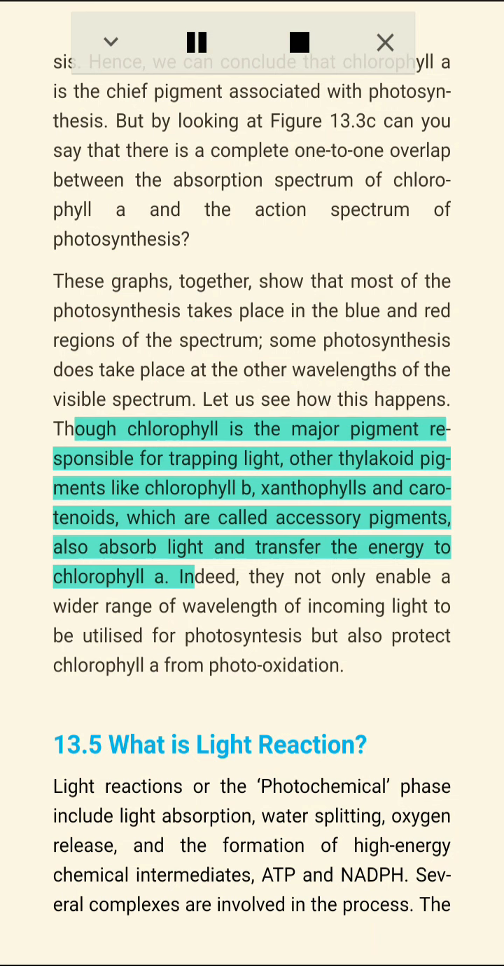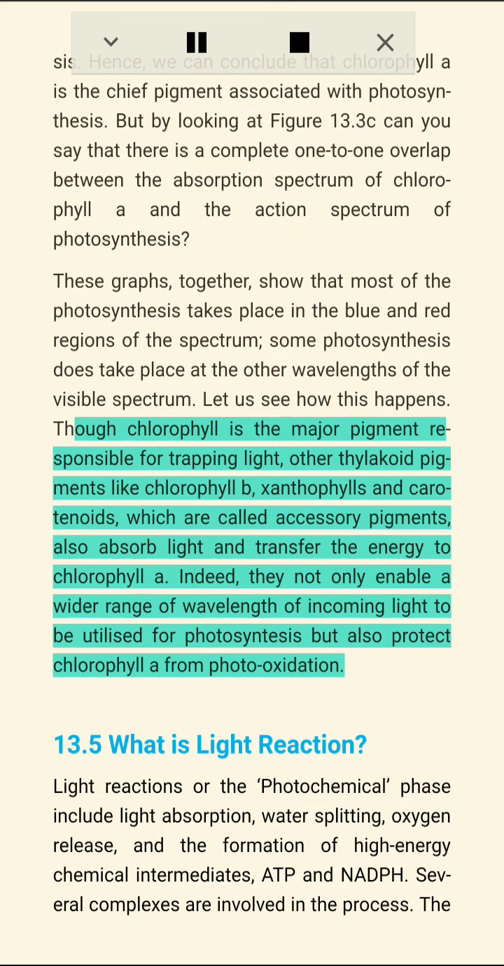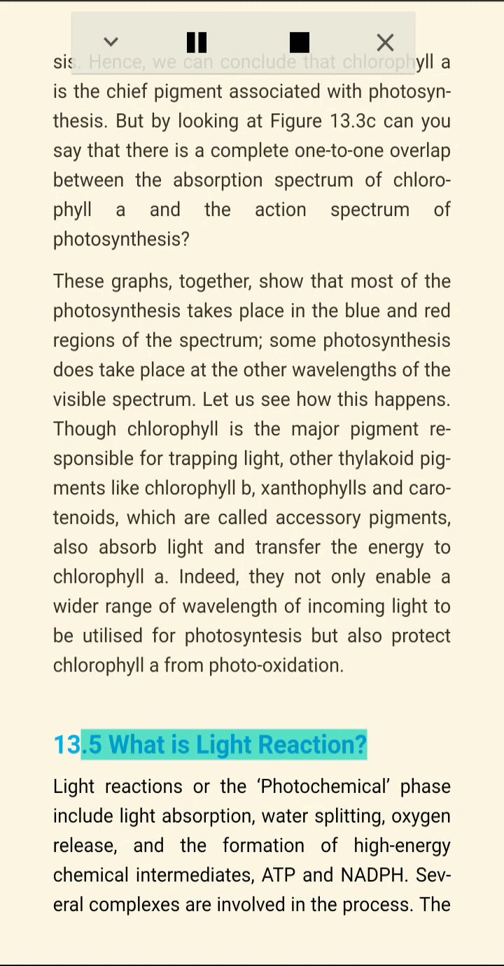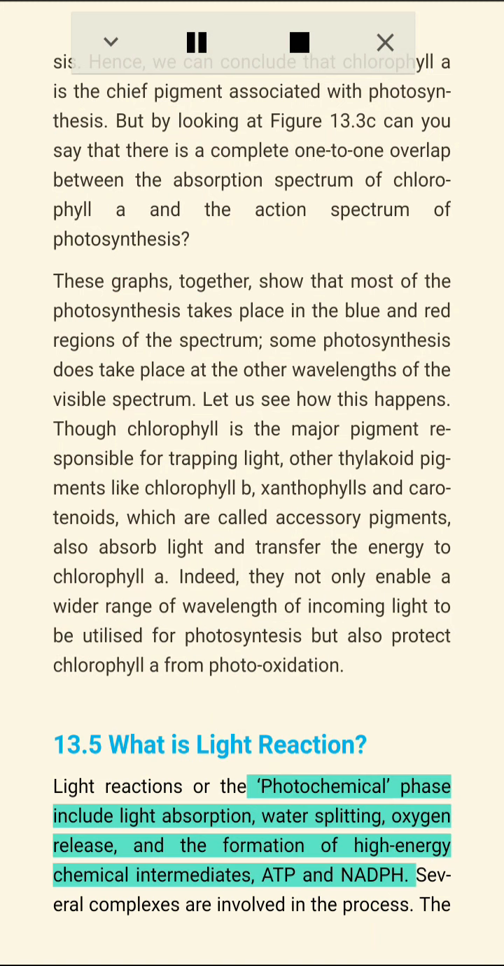Though chlorophyll is the major pigment responsible for trapping light, other thylakoid pigments like chlorophyll b, xanthophylls and carotenoids, which are called accessory pigments, also absorb light and transfer the energy to chlorophyll a. Indeed, they not only enable a wider range of wavelengths of incoming light to be utilized for photosynthesis but also protect chlorophyll from photooxidation.